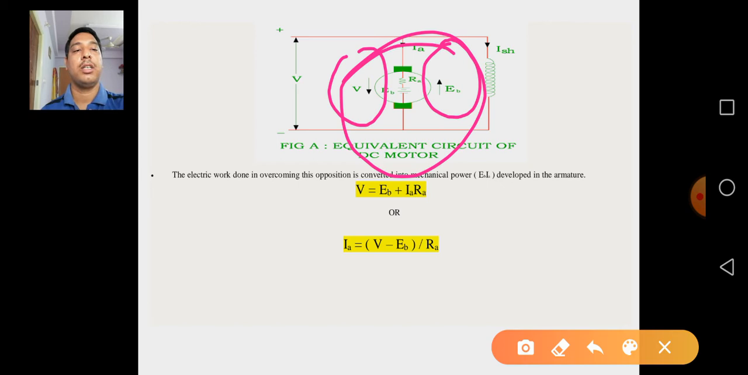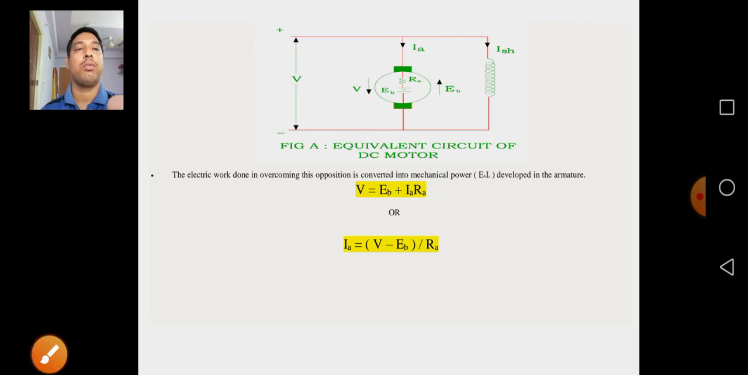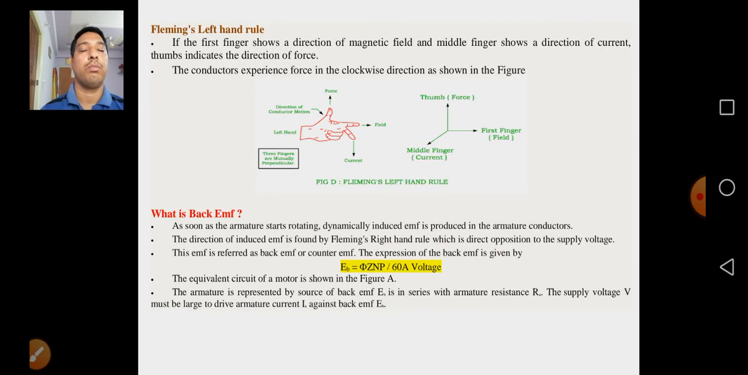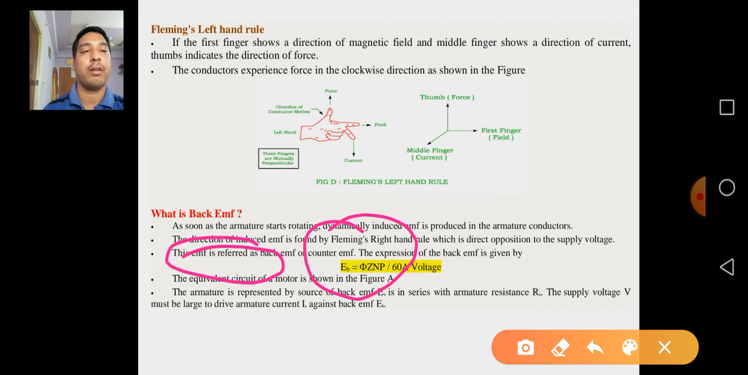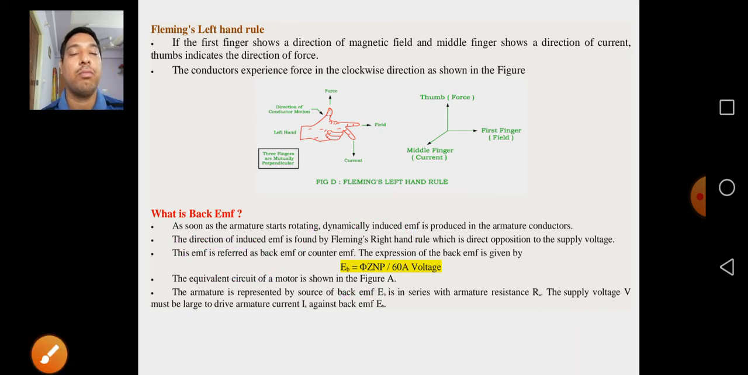So here we can show these both directions as being in opposition to each other. So that's what we can call EB. That is what we call, in case of a motor, counter EMF or back EMF. So this EMF is referred to as back EMF or counter EMF in case of a motor. So these both are in opposing nature.